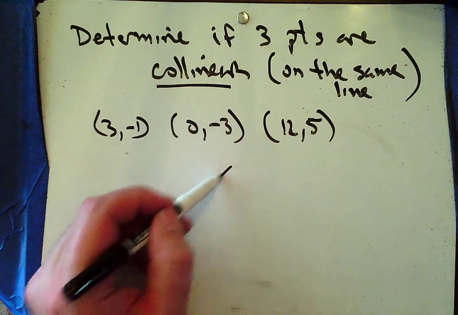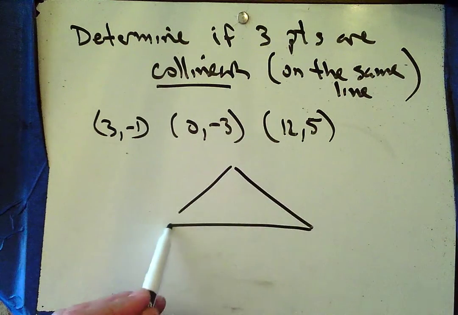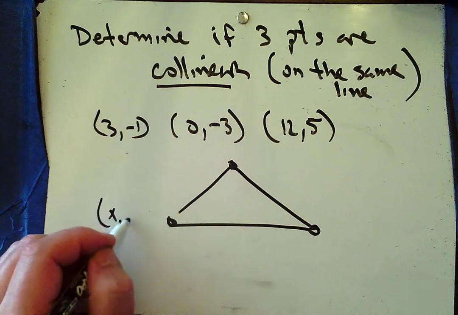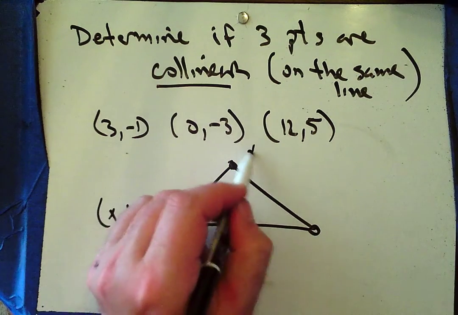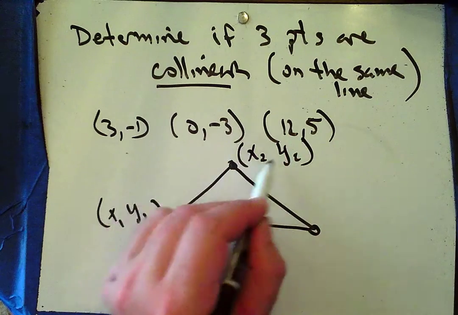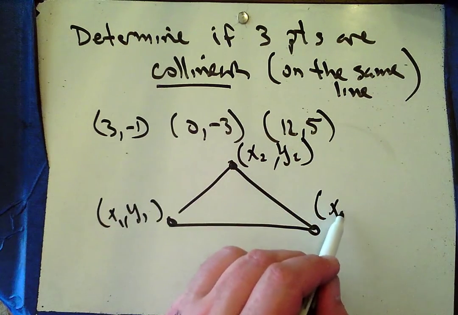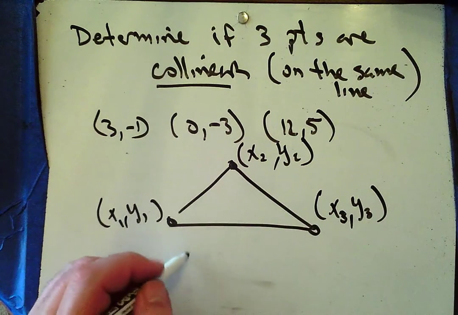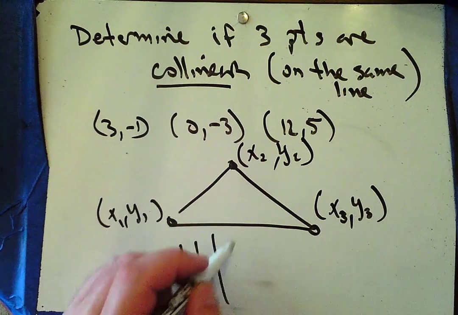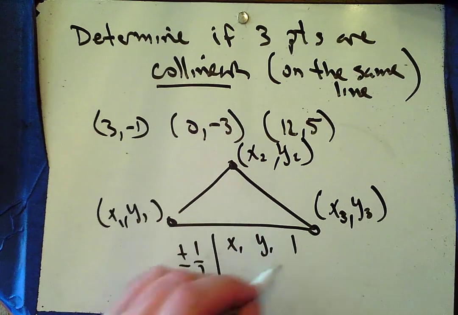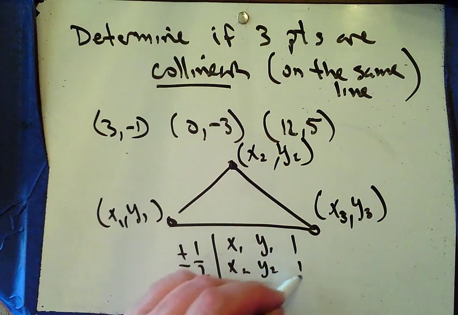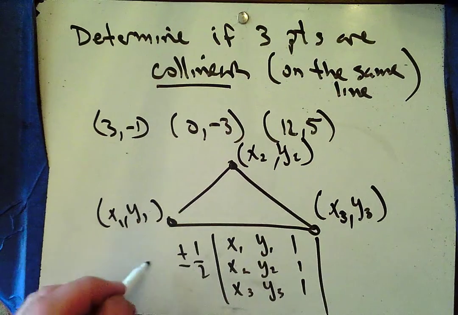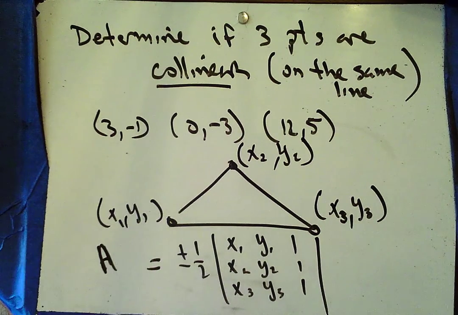Well, let's go back to our area formula for a second. So I had these three vertices, and let's call them x sub 1, y sub 1, x sub 2, y sub 2, and x sub 3, y sub 3. And I knew I could find the area of this triangle by doing plus and minus 1/2 times the determinant of x sub 1, y sub 1, 1, x sub 2, y sub 2, 1, x sub 3, y sub 3, 1. Great. And I came up with some number that represents the area.